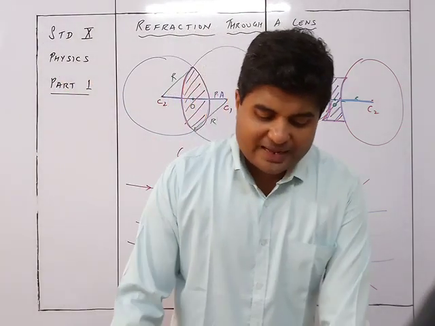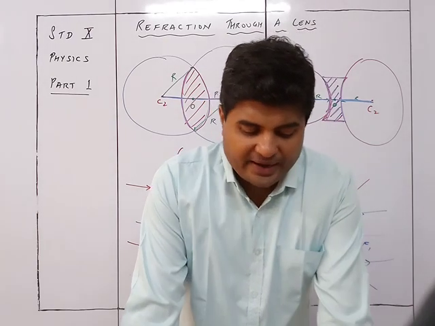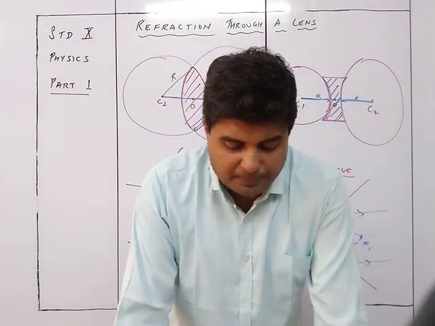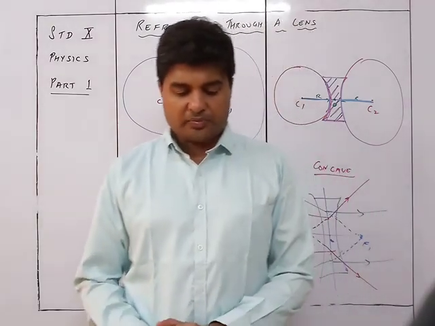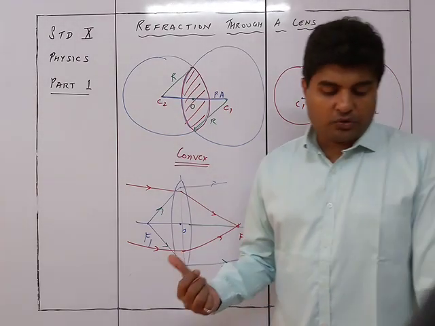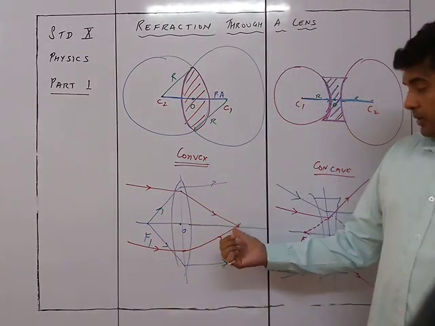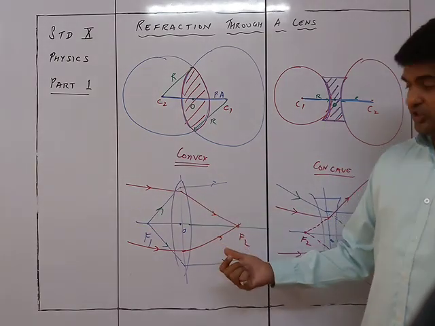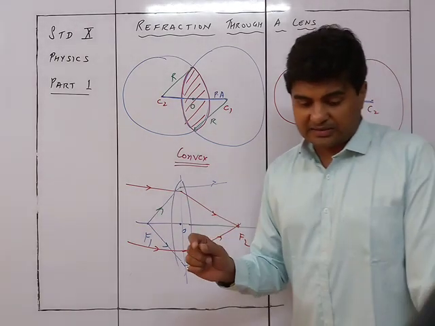So for a convex lens, the second focal point is the point F2 on the principal axis of the lens, such that the ray of light incident parallel to the principal axis, after refraction from the lens, passes through it. So that's it: F2 is the point through which the ray of light is going to pass after refraction. This point is on the principal axis.